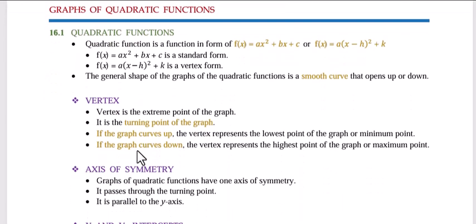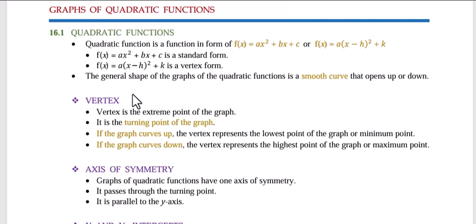Then we talk about the general shape of the graph of a quadratic function. It is a smooth curve that opens up or down, where we have the minimum and the maximum.